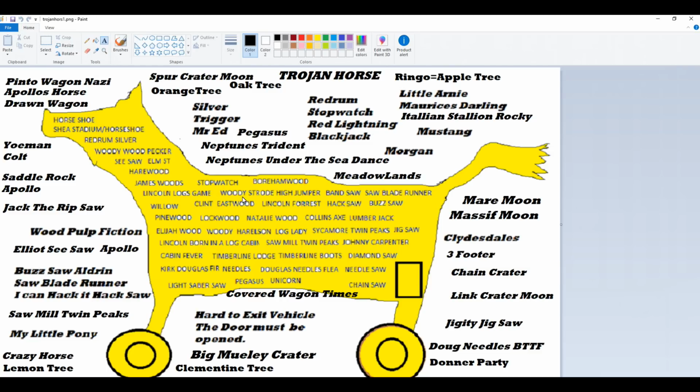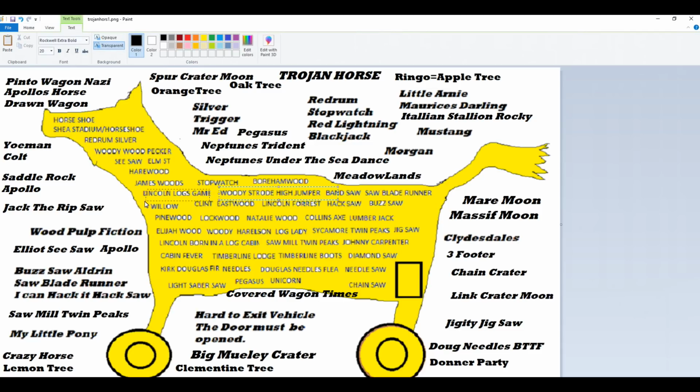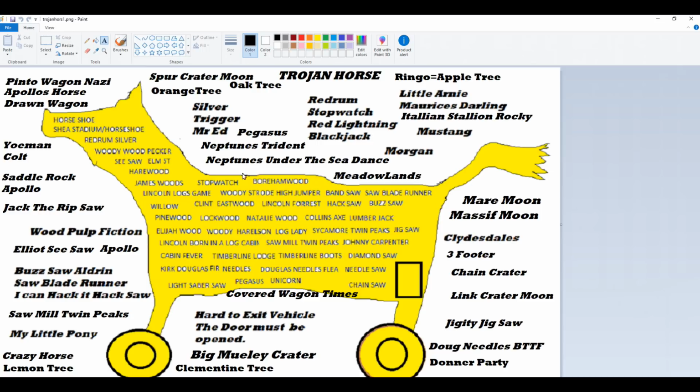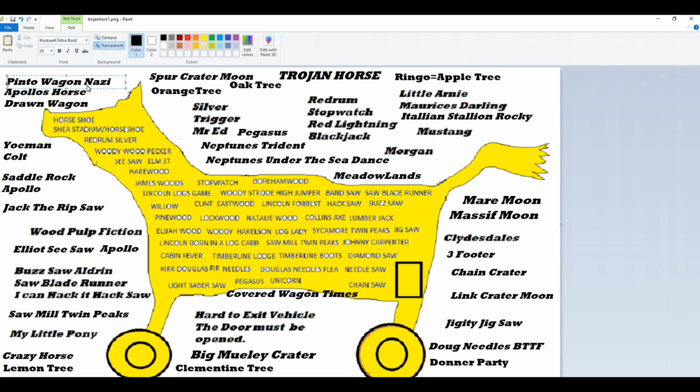So in this, you have Woody Strode, the first black professional football player. You have the Lincoln Logs game. You have the Log Cabin Times. One of the hotels he gives you is a log cabin. You have Woody Woodpecker, Red Room, Silver, Shea Stadium, Horseshoe, and it goes on into other movies. Now I've included a few links into the Blues Brothers, Sapinto, and Back to the Future. You have the horseshoe, and it's all about the horseshoe and the horse.